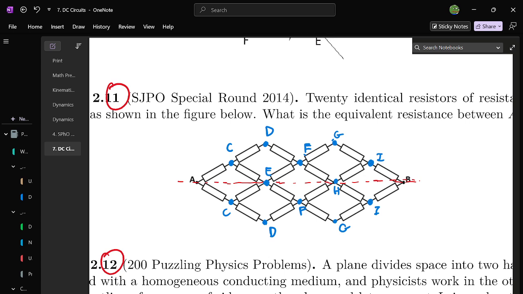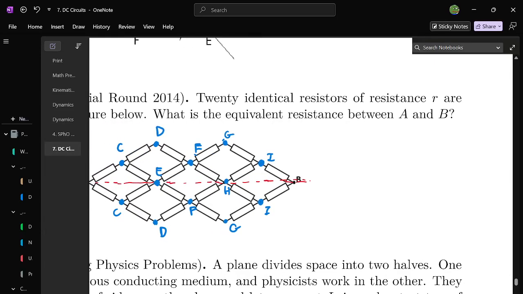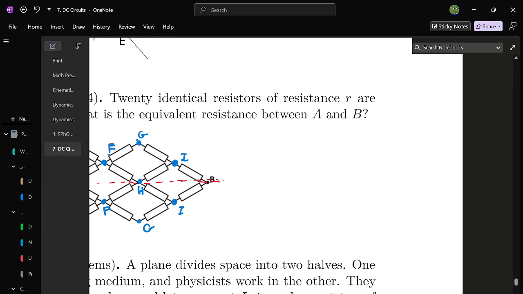So nothing else, just symmetry. From symmetry alone, and because these points are kind of the same thing, you can just redraw the circuit. And well, it's kind of tedious, but I'll just show how I do it.